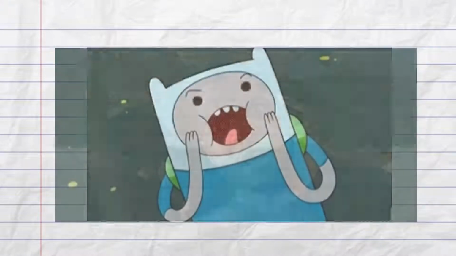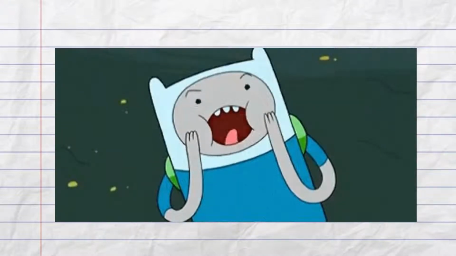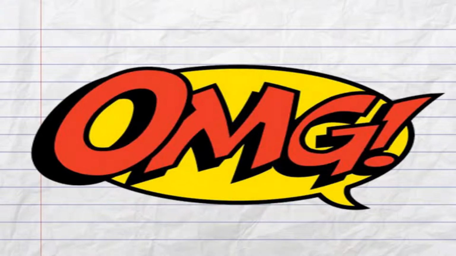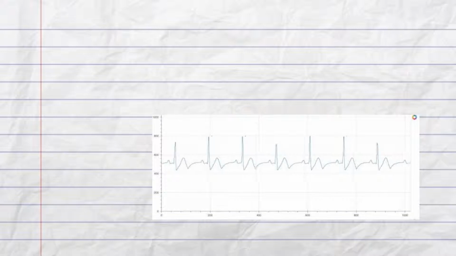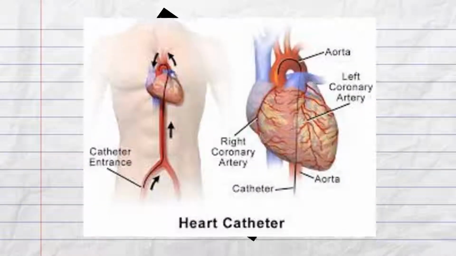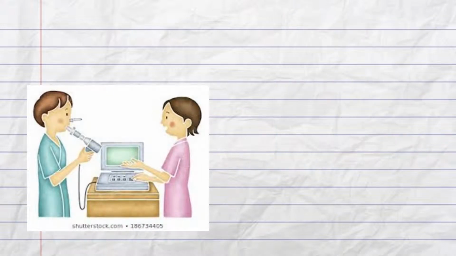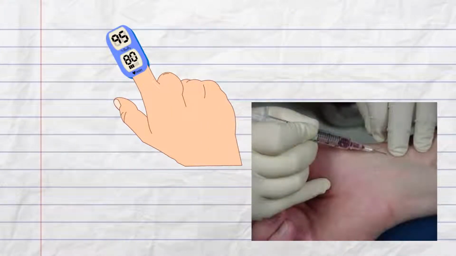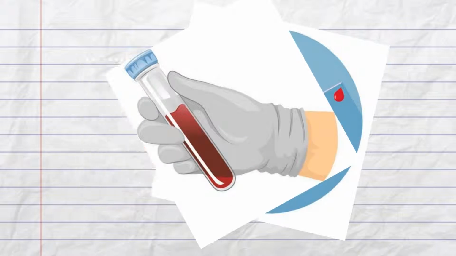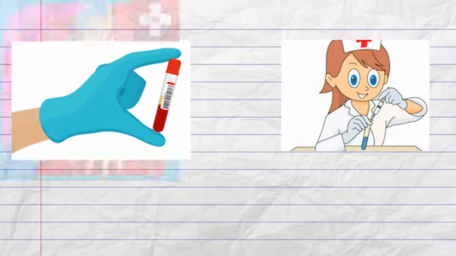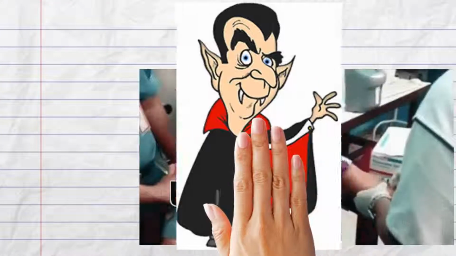So many different diagnostics and tests available. OMG. Chest X-ray, EKG, echocardiogram, cardiac catheterization, endomyocardial biopsy, pulmonary function tests, pulse oximetry and ABGs, BUN, creatinine, serum electrolytes, cardiac enzymes, LFTs, BNP, CBC, TIG levels. Give me all the blood.